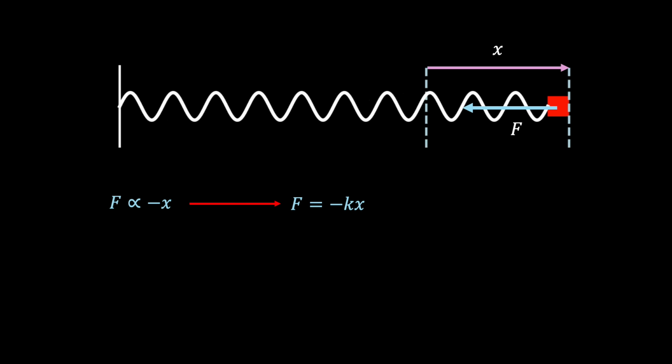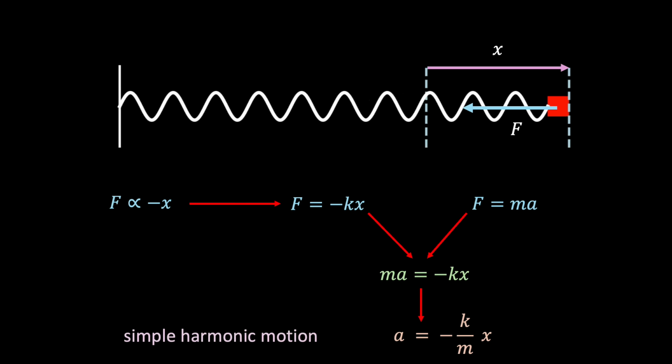Now, if we combine this with Newton's second law, F = ma, we can write ma = -kx. And if we then rearrange for the acceleration, we find that a = -(k/m)x. And we see that the acceleration is proportional to the negative of the displacement, which is characteristic of a type of motion known as simple harmonic motion.